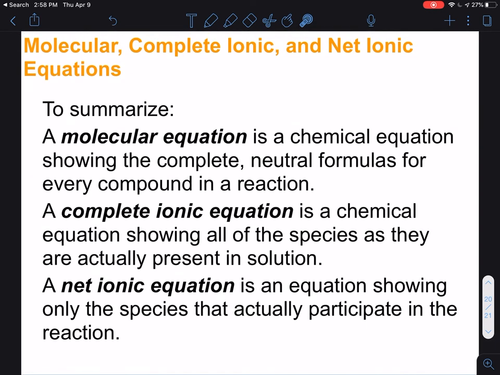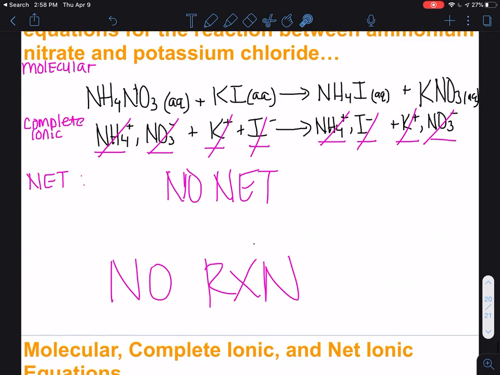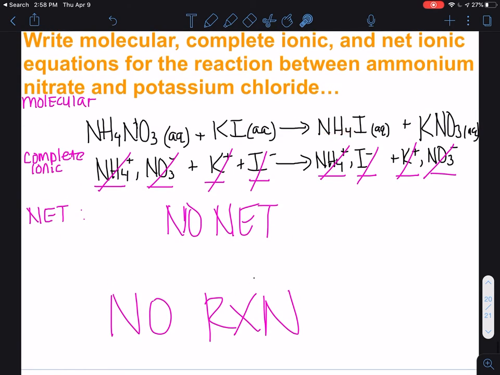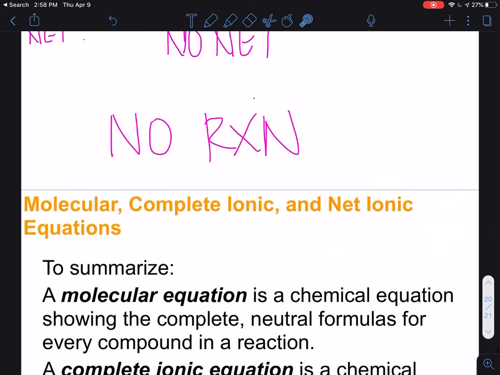Okay, so to summarize really fast, that is why, if we have aqueous on the product side, we have no net reaction.